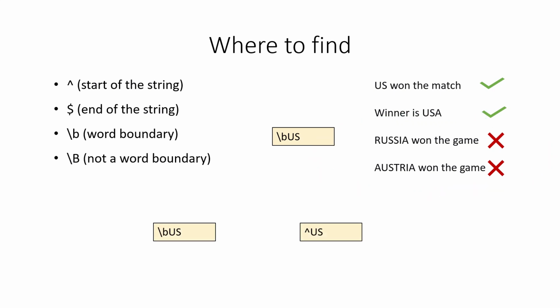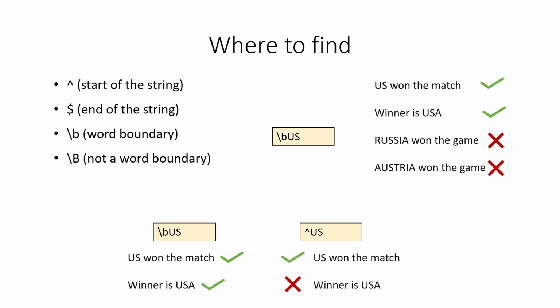You might be thinking, how is word boundary different from a start of string? So as you can see here, word boundary cares about all the words of a string, whereas start of string looks only at the starting point of the string and nothing else.